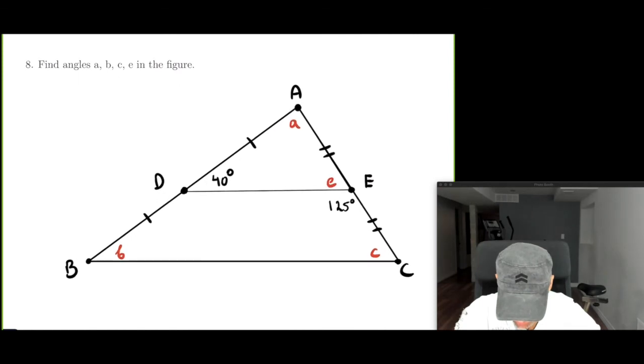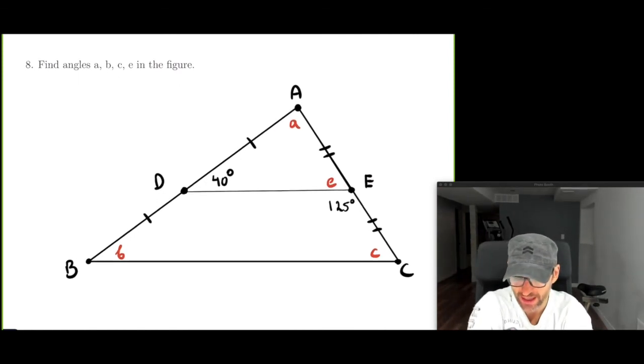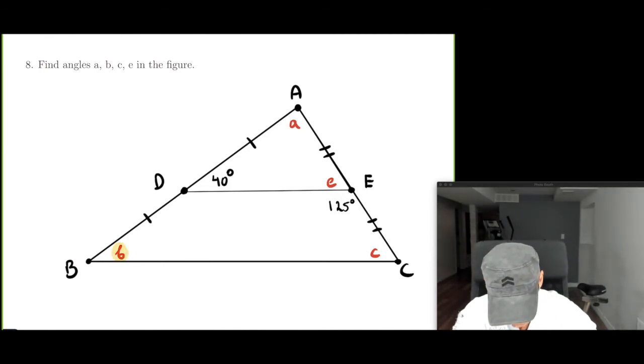Okay, so here is a question where it says find angles A, B, C, and E. So this is A, this is B, so A, B, C, and E.